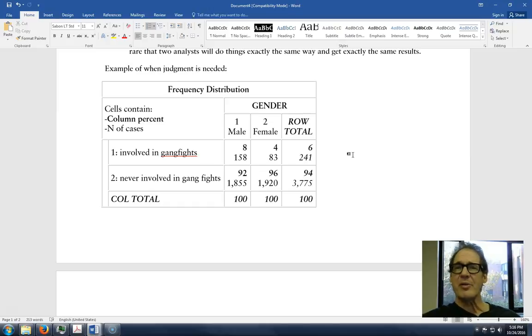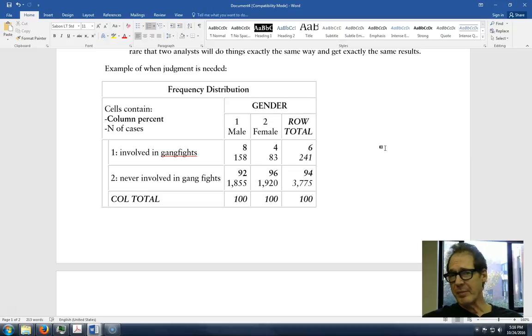So if we followed the rules that I've given you so far, I'd say, A, this is not a statistically significant table, and B, the difference between men and women is not very much. However, let's think about this. Being involved in a gang fight is a rather rare thing. Very few people are involved in gang fights.